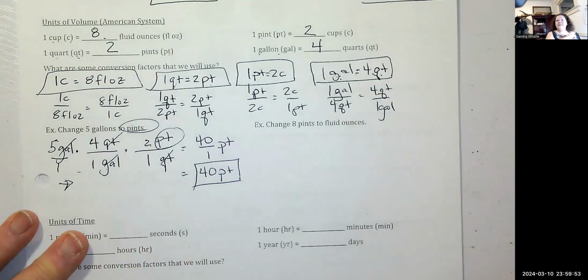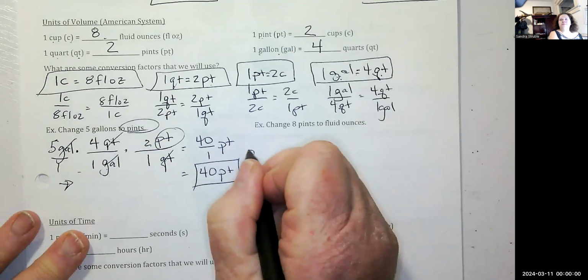All right, your turn. Pause the video and attempt this next one. We're going to get from pints to fluid ounces. So I'm going to start with 8 pints.